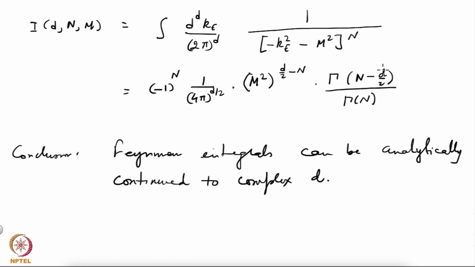At least we can regulate the integral, but this doesn't solve any of our problems, because at the end I should take d equal to 4 and everything is divergent. And the next thing is to learn how to remove the infinities. Okay, we'll see that in the next video.